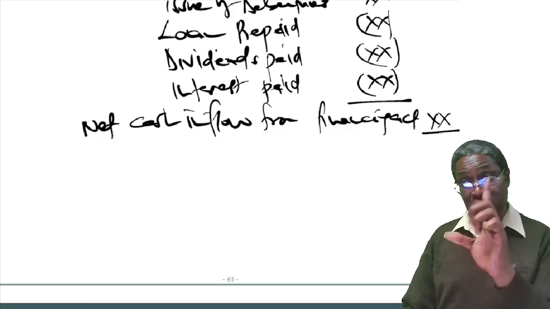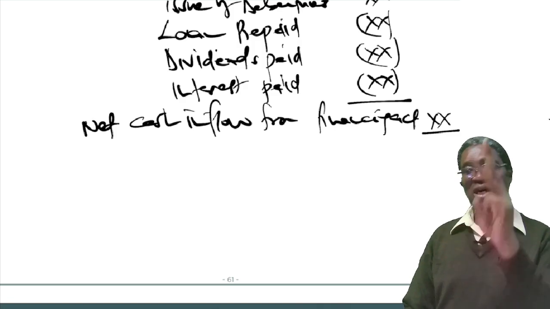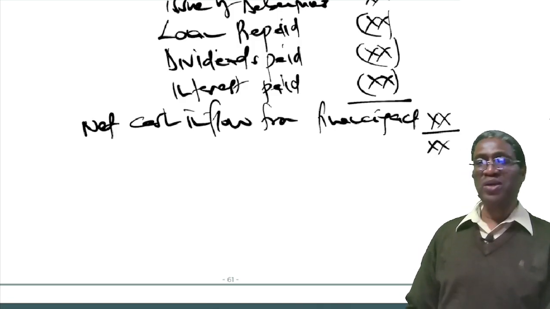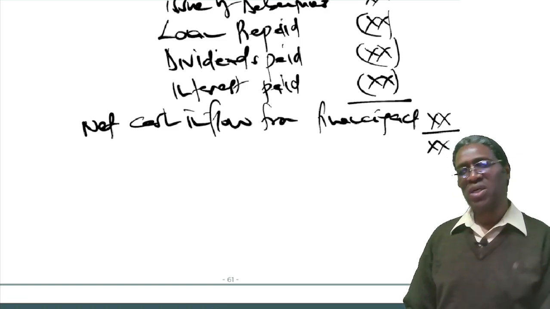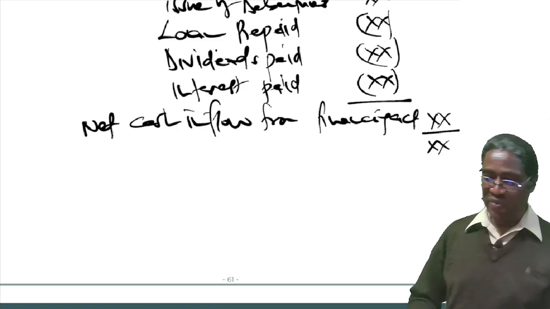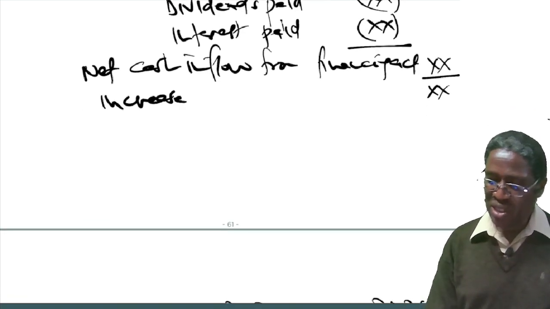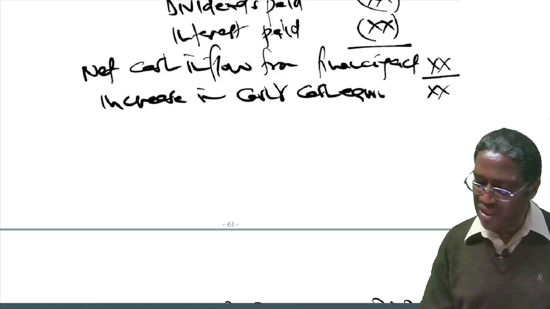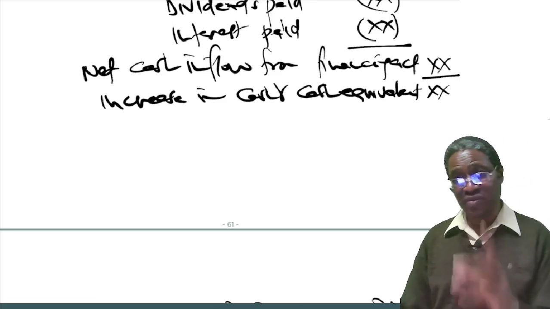Now the three: the operating one, the investing one, and the financing. Get the total of those three figures, whatever it is. It could be a positive or it could be a negative. Let me assume it's a positive amount. If it's a positive amount, you now call it increase in cash and cash equivalent, whatever it is.